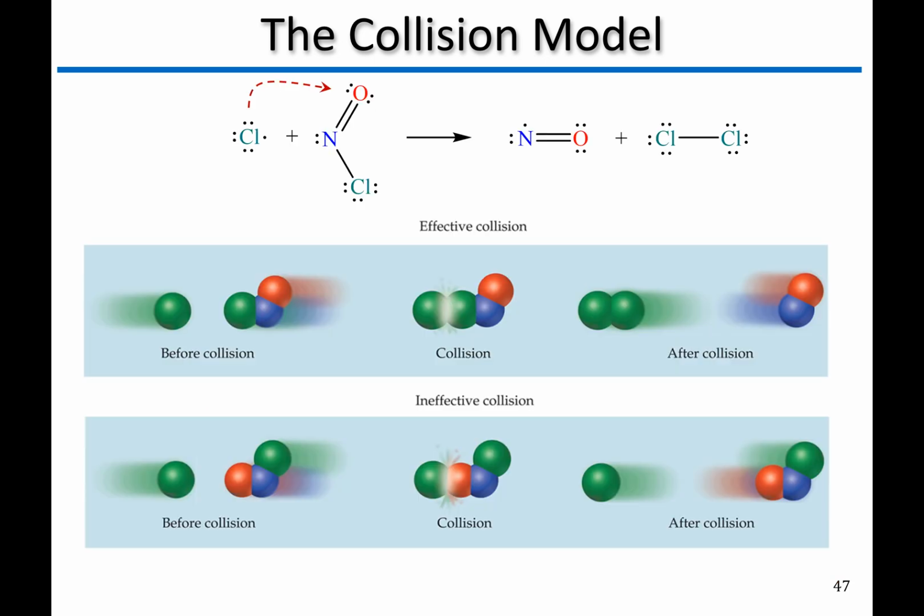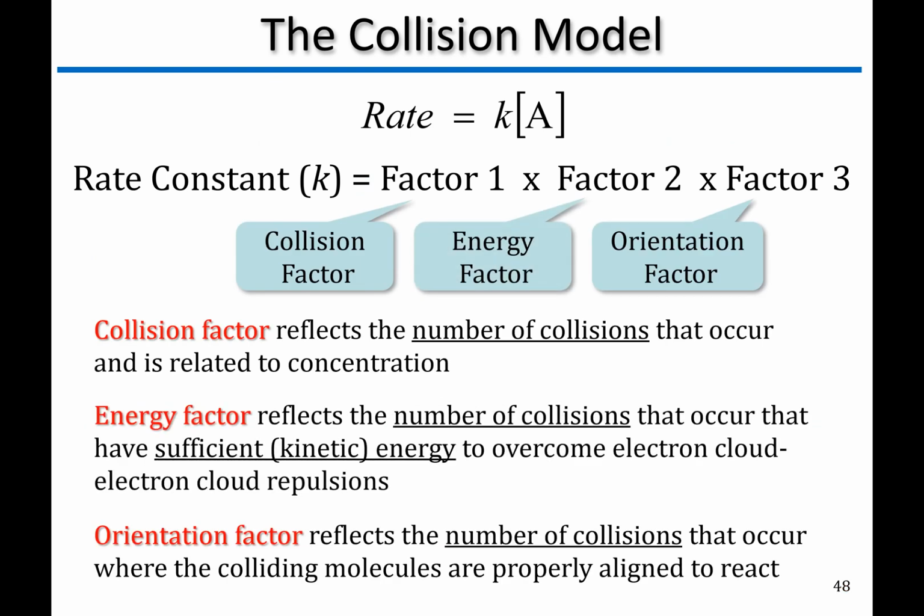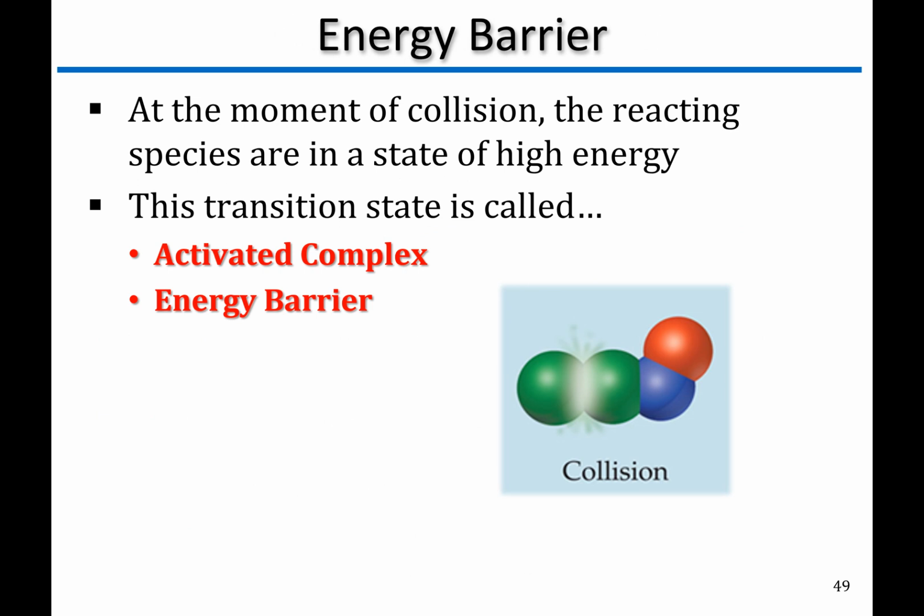Okay, so not only do we need them properly aligned, which is what this showed, we also need them to have more collisions because we need them to interact. They have to have enough kinetic energy to get close to each other, and they have to be orientated correctly. Okay, so that's all built into our constant, and temperature affects all of these factors.